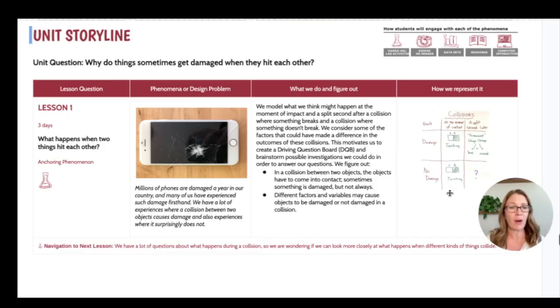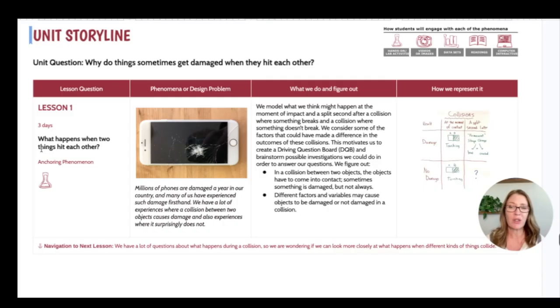We do figure out that at the moment of contact, the two objects are always touching, but we're not really sure about what happens a split second later. Is anything happening to these objects? And we start to think about the variables that might be causing sometimes damage and sometimes not. Could it be that they're both moving, or just one is moving into the other? Could it be the mass? Could it be the speed? So we start to think about these variables and then elicit questions about why sometimes things get damaged when they hit each other.